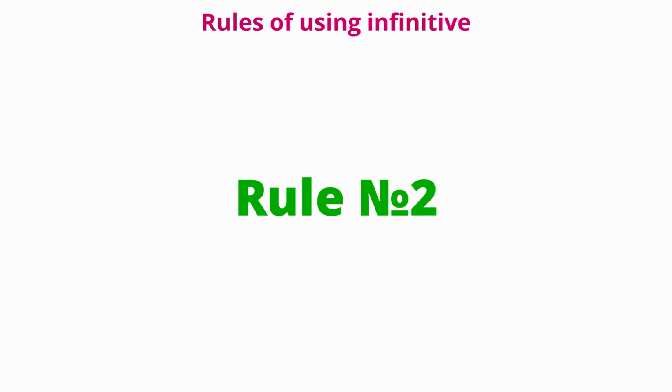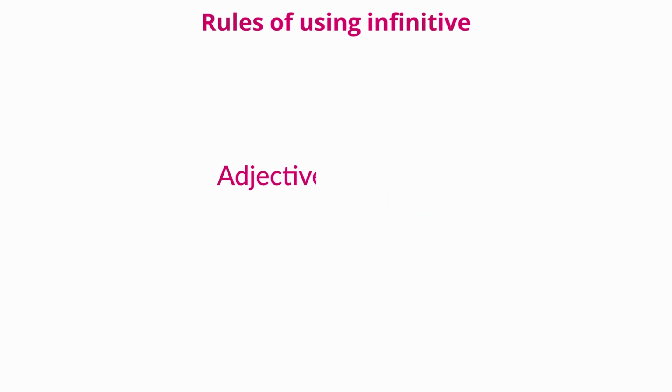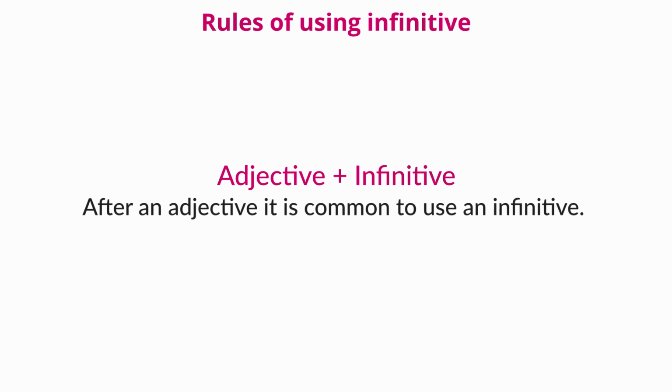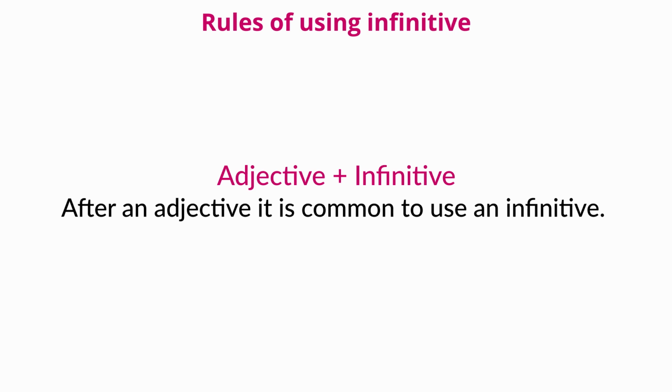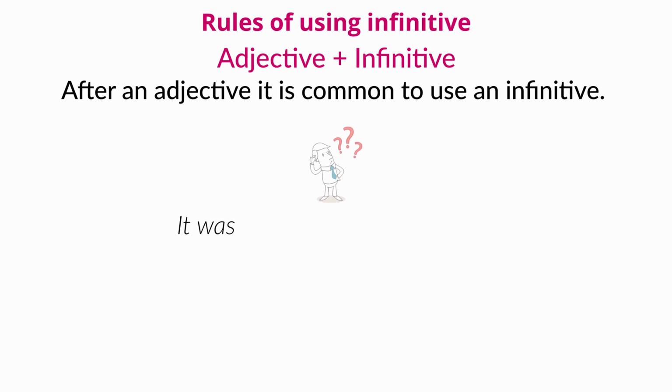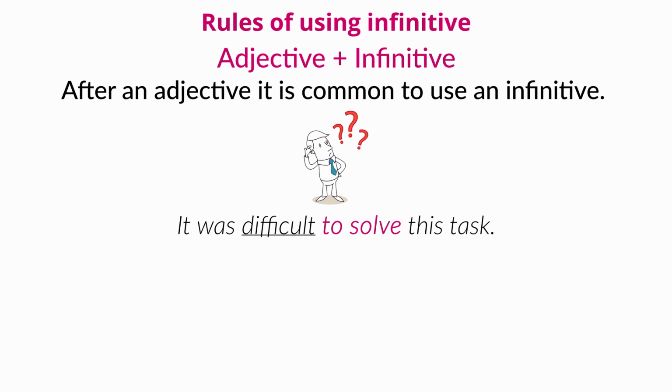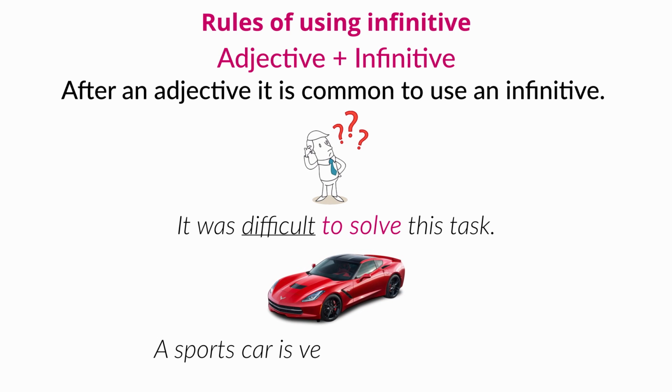Rule number 2. Adjective plus infinitive. Though there are many structures with adjectives, please remember that after an adjective, it is common to use an infinitive. For example, it was difficult to solve this task. A sports car is very expensive to buy.